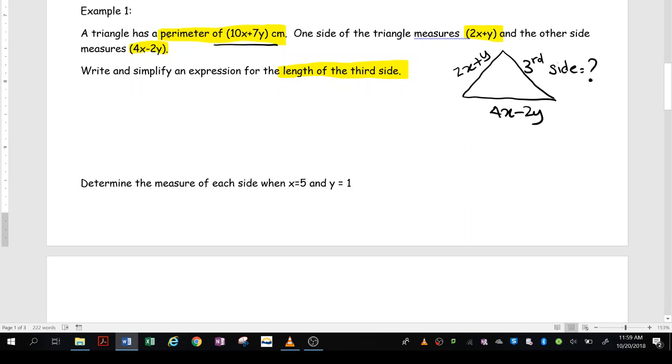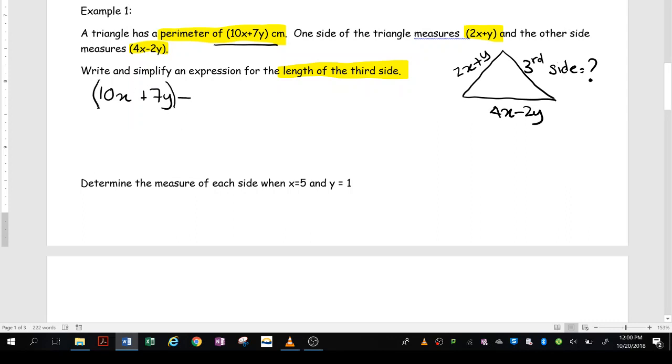But what we do know is that if the perimeter is 10x plus 7y and it is equal to 2x plus y plus 4x minus 2y plus this third side, then we can calculate that third side by taking the perimeter and subtracting these 2 sides. So let's go ahead and do that. So we have 10x plus 7y. That's our perimeter, and we're going to subtract from that.